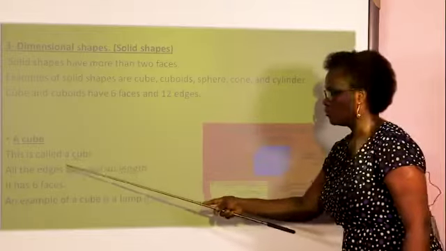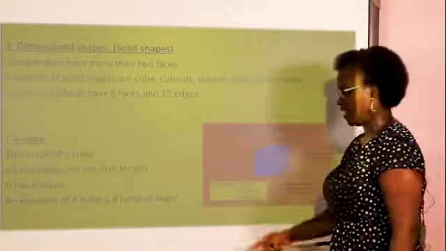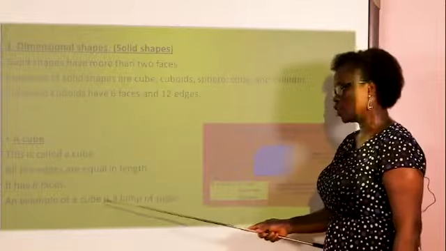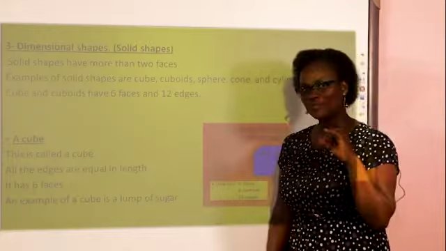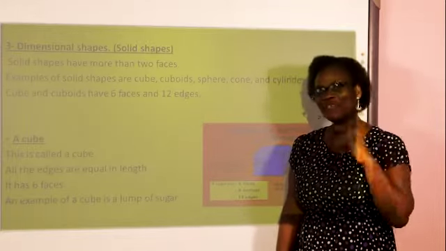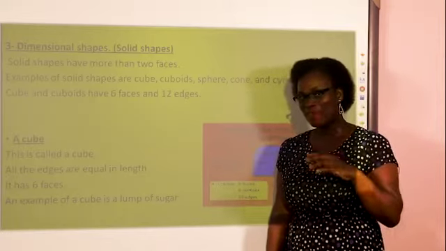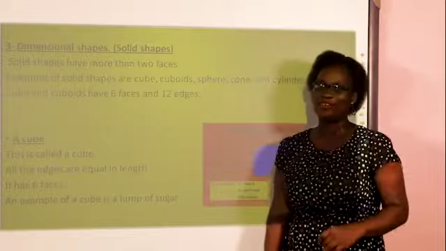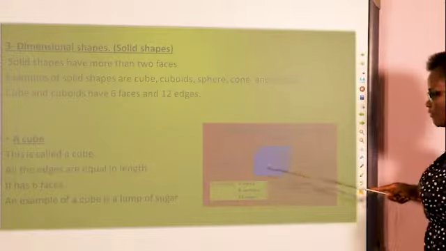This is a cube. All the edges are equal in length and it has 6 faces. An example of a cube is a lump of sugar and a choco Milo. Very crunchy, isn't it? And there's something else that mommy make use of in the kitchen. The seasoning, Maggie cube, beautiful. They are all cube.